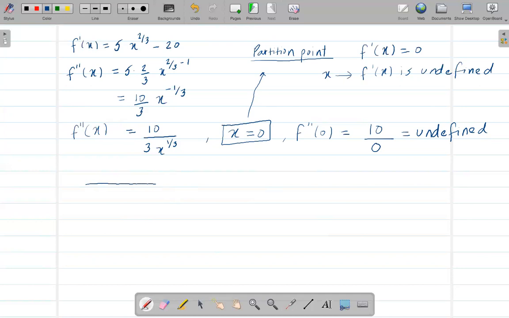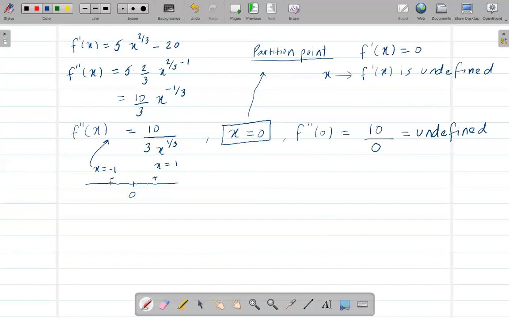So now to find if this is an inflection point or not, I need to make a sign chart, and then I can just plot this 0 here. Now again, take any point on this region. Let's just pick x equals -1, and plug this into this equation right here. If x is -1, then put that in a calculator, and you will see that you'll get negative. So this region is negative. Again, pick any point on this region. Let's say x equals +1. Then you'll get this region positive.